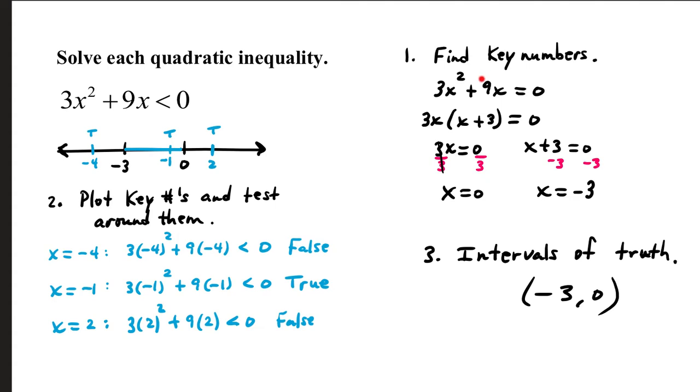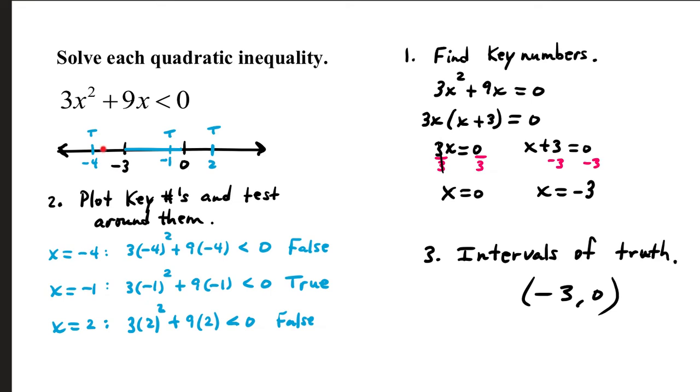3x squared plus 9x is equal to 0. We can solve by factoring: 3x times x plus 3. 3x equals 0 when x equals 0. X plus 3 is equal to 0 when x equals negative 3. Step 2, plot your key numbers on a number line, negative 3 and 0, and then we're going to test around those. There's 3 intervals.